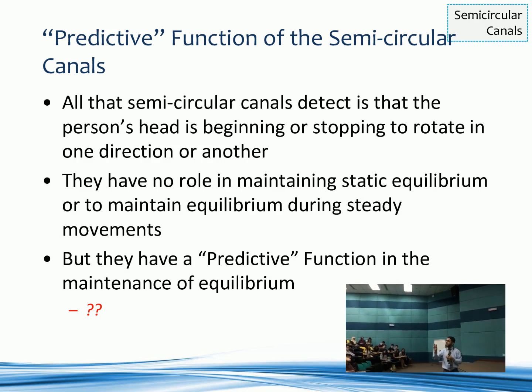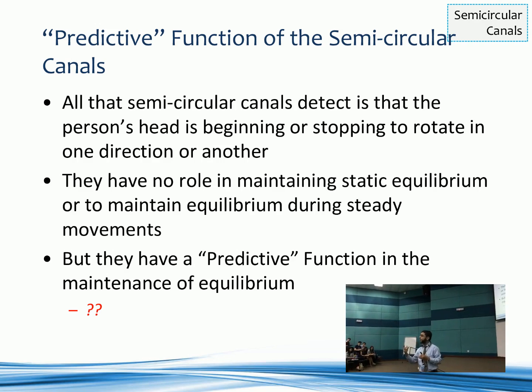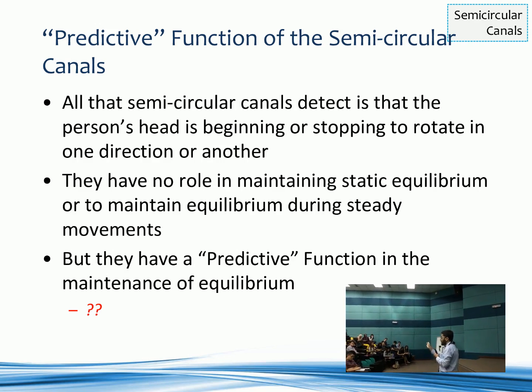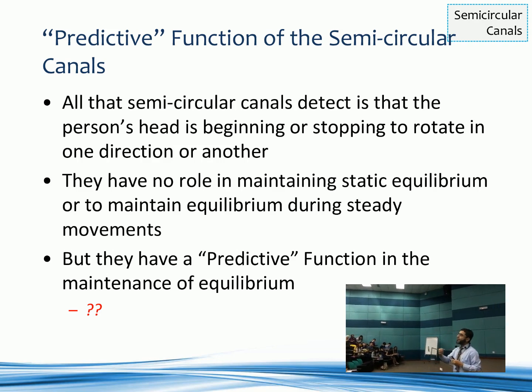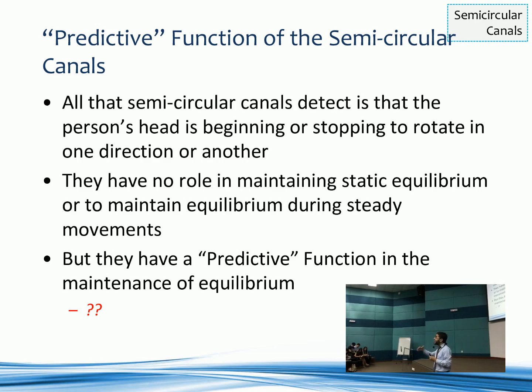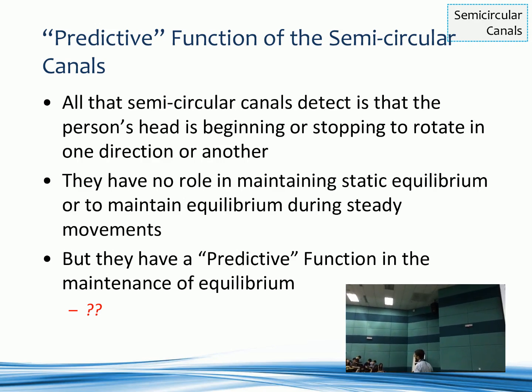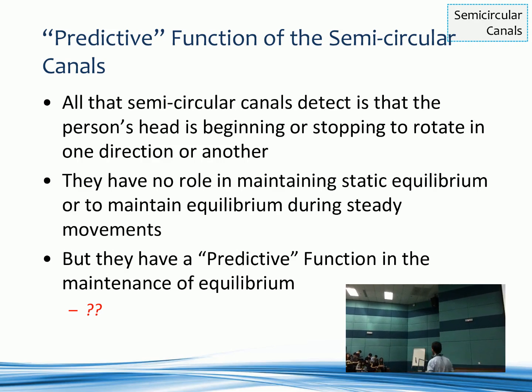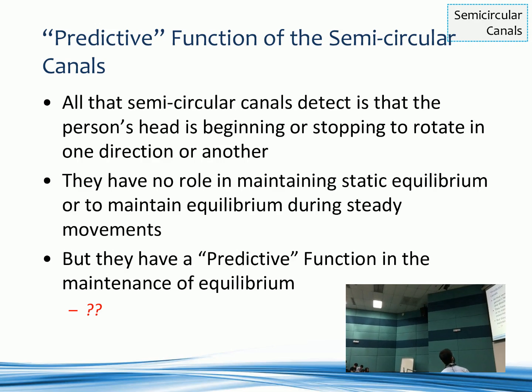So semicircular canals, by providing the brain constant information about the change in velocity when you are moving, allow the brain to predict and plan the next movement very carefully so that your movements are very smooth. This is another function of semicircular canals.